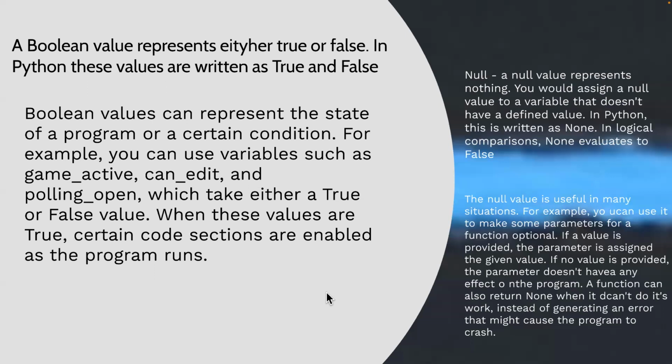Here's the next one. The null value is useful for many situations. You can use it to make some parameters for a function optional. If a value is provided, the parameter is assigned to the given value. We don't really need to know about all this right now. Too much information. So let's just know what null is and how it works. It's a falsy statement. Let me just sum it up for you. It's a false-like value, okay? So None or False are falsies, false-like values.